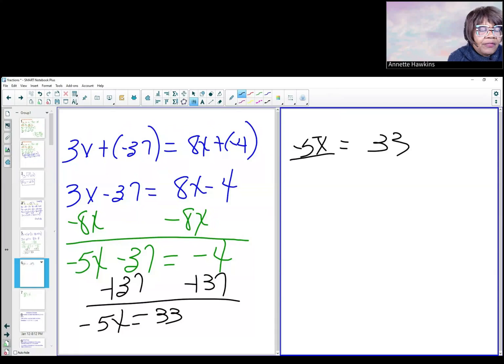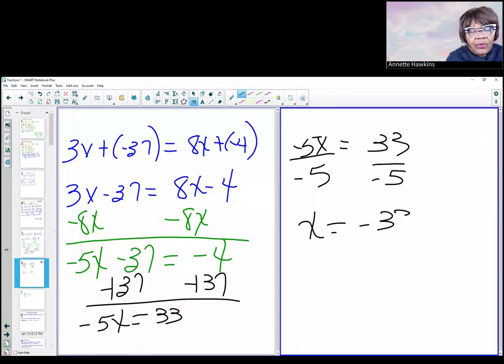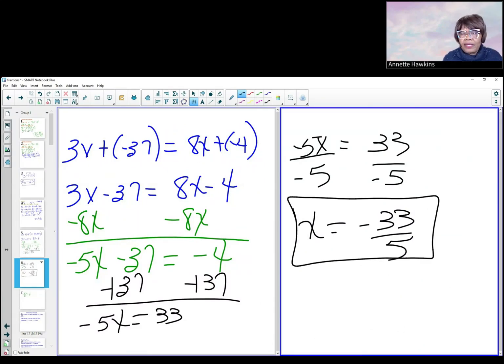And now the final step is to divide by negative 5. So x equals negative 33 fifths. Okay. So I hope this is helpful. This is review information. Okay.